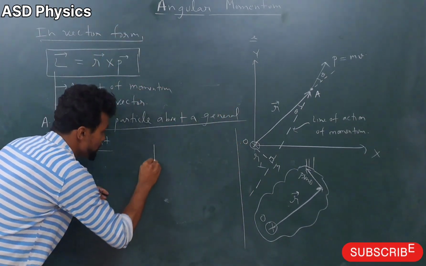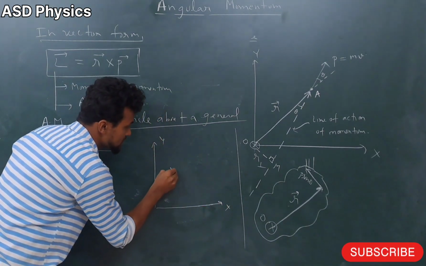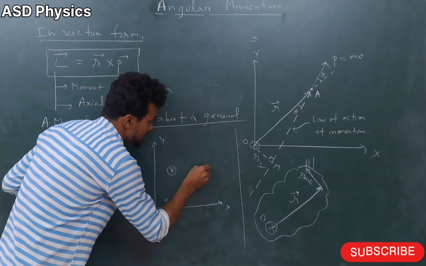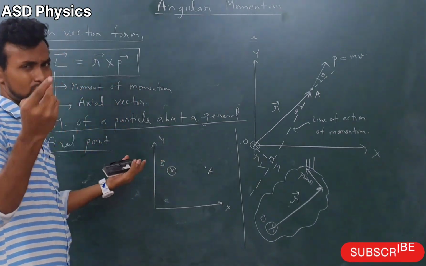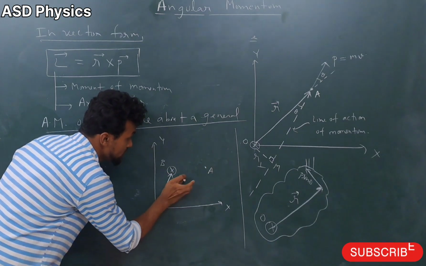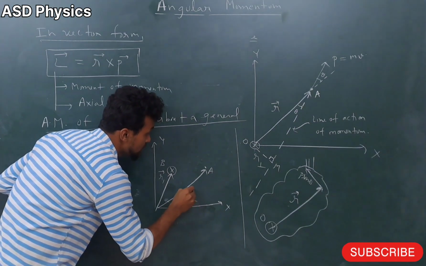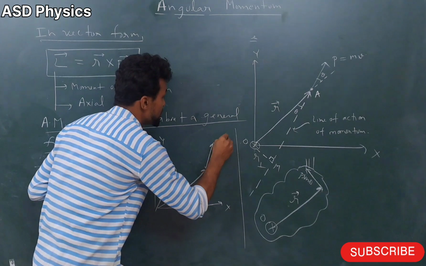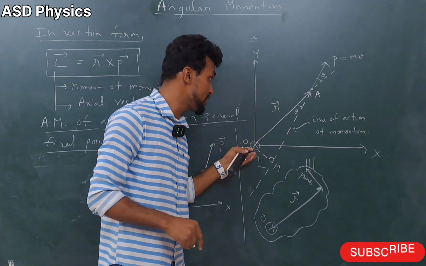See here please. This is the y-axis and this is the x-axis. Now this is the fixed point, and the particle is here somewhere. I have taken the point B. So students, this is the position vector of the fixed point, R1. And this is the position vector of the particle, R2. And the particle is having momentum P.